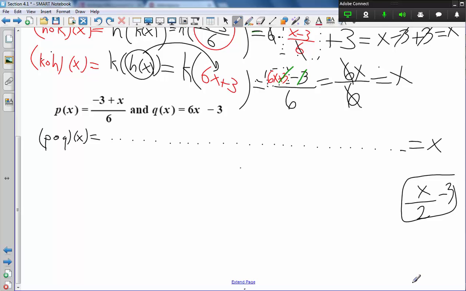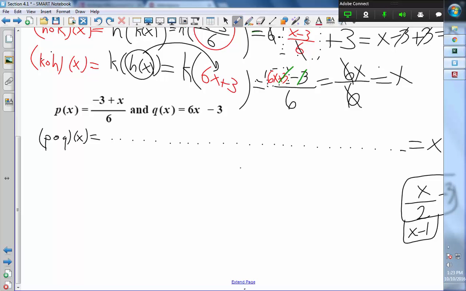X minus 1? That's it? Okay. Again, not inverses, but you're saying I got a different composition. Any more? Anyone found x?